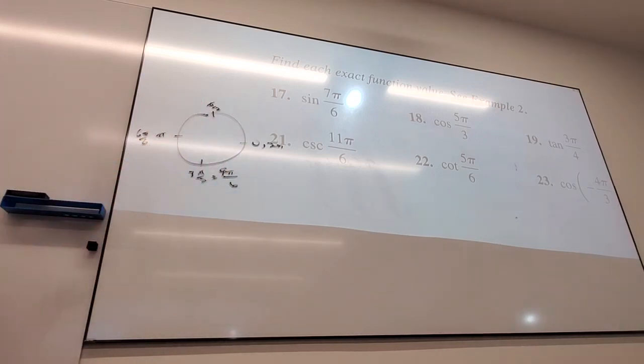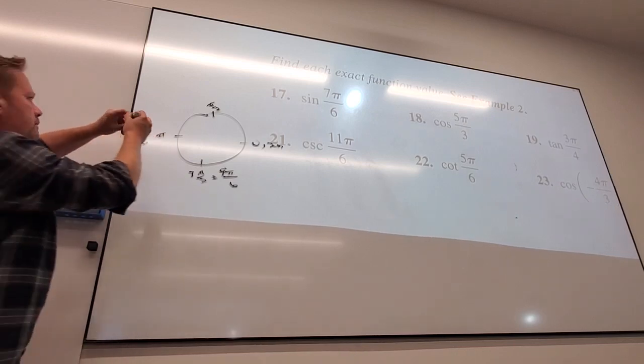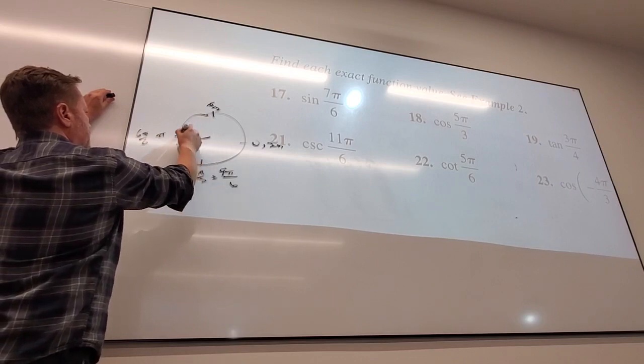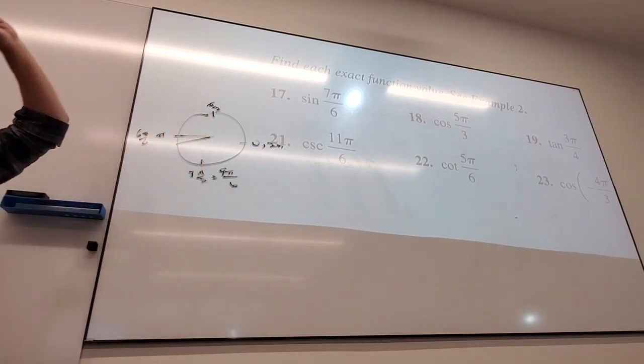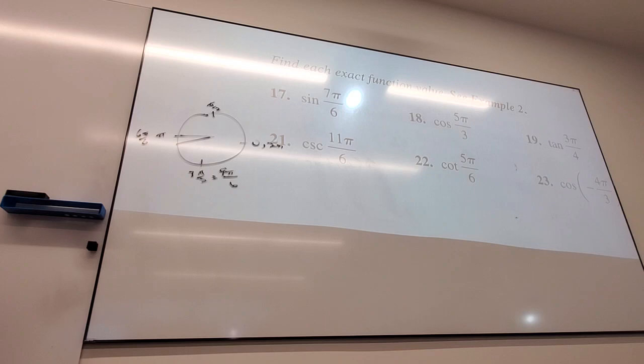So you know it's going to be in the third quadrant, right? You could do that for yourself. Does that make sense? 7 pi over 6 is just a little smidge past pi, because it's just a little smidge past 6 pi over 6, right? So I know it should be in the third quadrant. In fact, what's the reference angle in degrees? 30. You knew that from the beginning because it's over 6 and it's reduced.